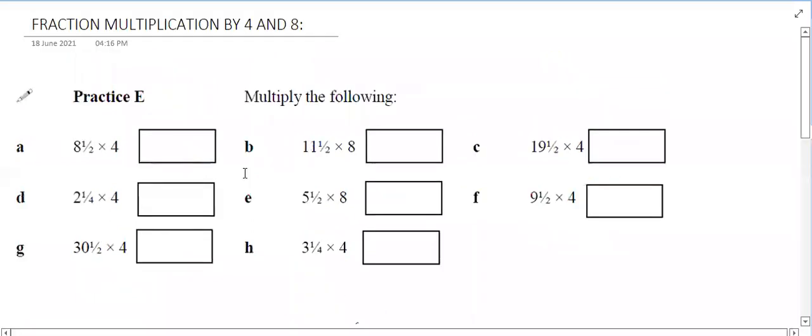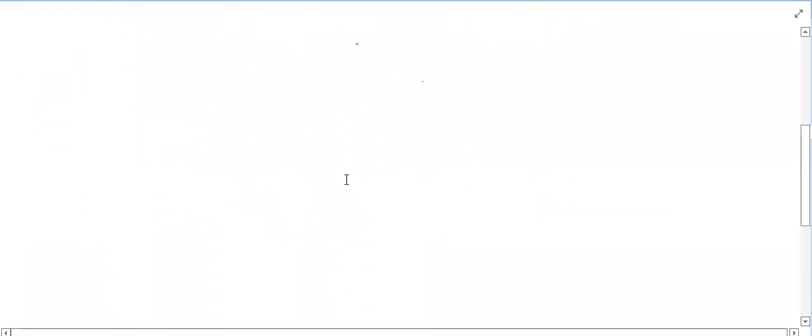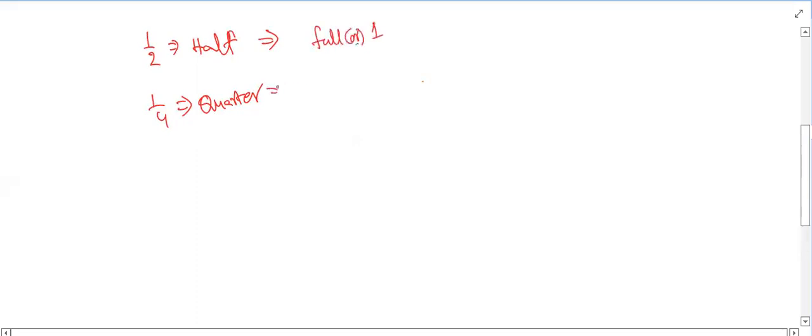Next, what if fractions are given? Just tell me what is meant by 1 by 2? Half. What is meant by 1 by 4? Quarter. If you double half, it becomes 1, full. If you double a quarter, it becomes half. If you double half, it becomes full or 1.